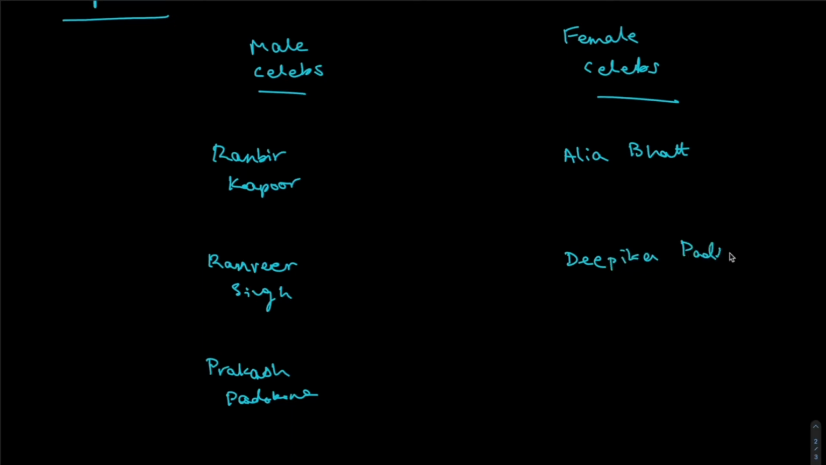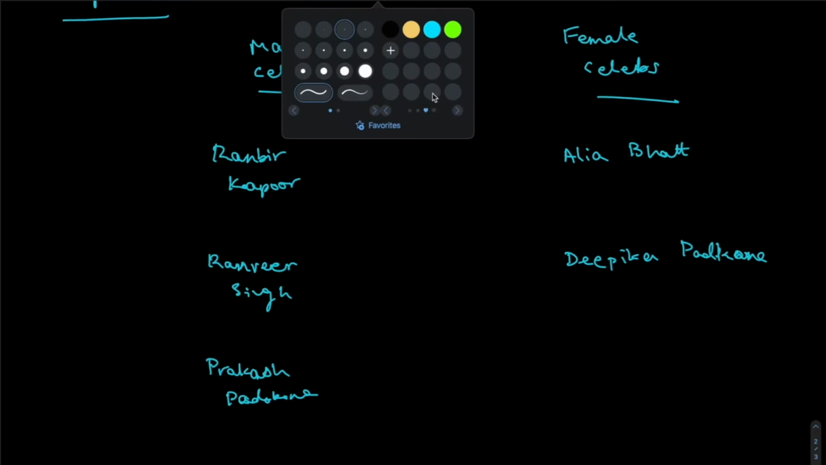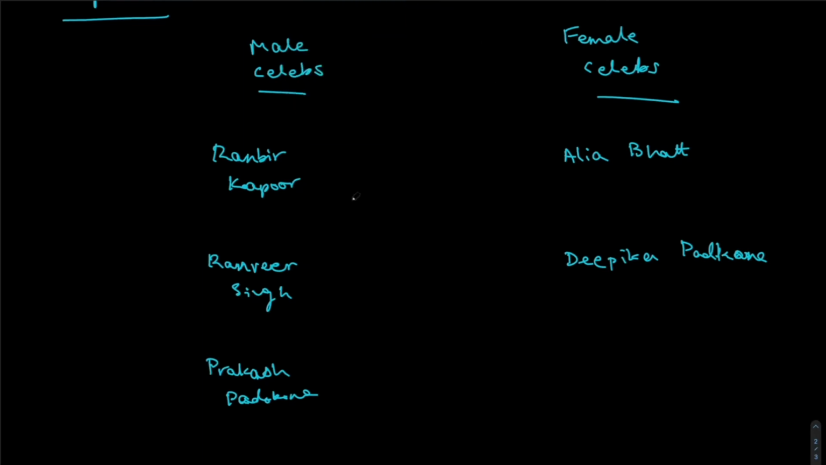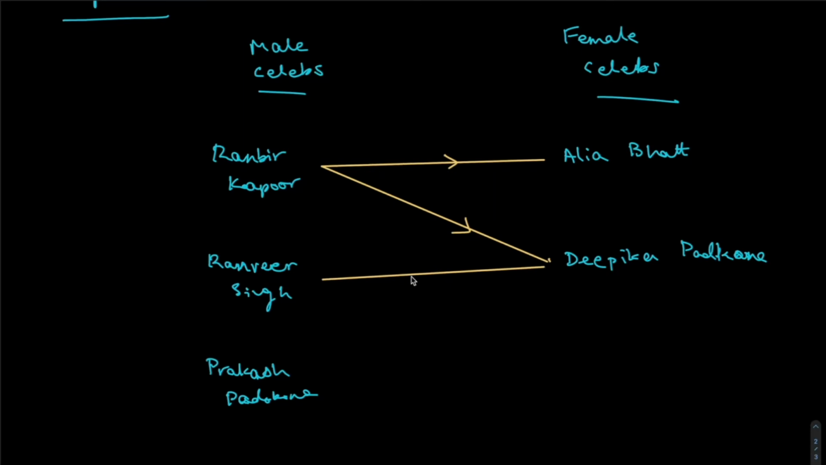Now, those who have watched Bollywood, who know Indian celebs, can immediately draw, I guess, a relation between them, right? So we know Ranbir Kapoor, currently, is Alia Bhatt's husband, right? They're married. We also know that these two were in a relationship. Ranbir Kapoor and Deepika Padukone are exes. But we also know that Ranveer Singh and Deepika Padukone are husband and wife. And we also know that Prakash Padukone is the father of Deepika Padukone, right?